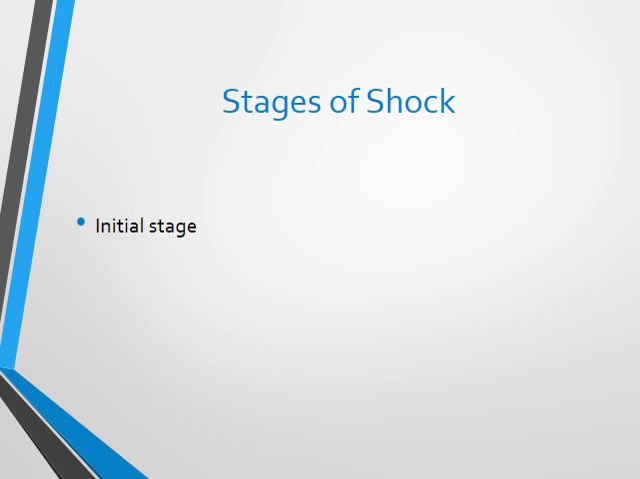So let's talk about the stages of shock. You have the initial stage where the tissues are underperfused, cardiac output decreases, you have an increase in anaerobic metabolism, and you have lactic acid building up in the cells. This is a reversible stage. If you catch it in this stage, shock can be reversed. As well as when you have the compensatory stage, it is also reversible. Your body's attempting to compensate for that decreased tissue perfusion.